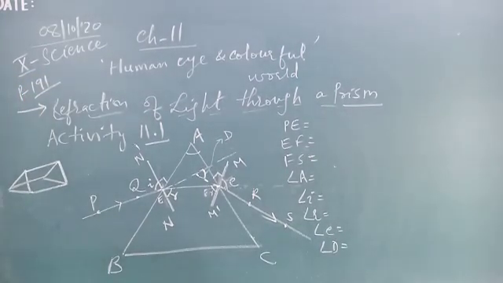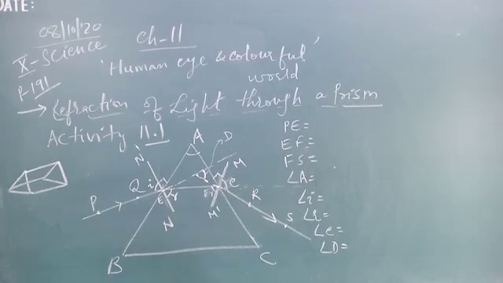the refraction of light through a glass prism. This is a most important question; it may be asked for 4 marks in the board exam for this activity. First of all, what is a prism? A prism is made up of glass or plastic fiber. It is a portion of transparent medium.